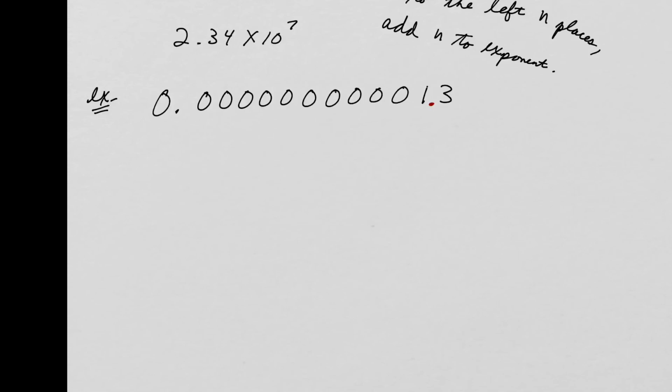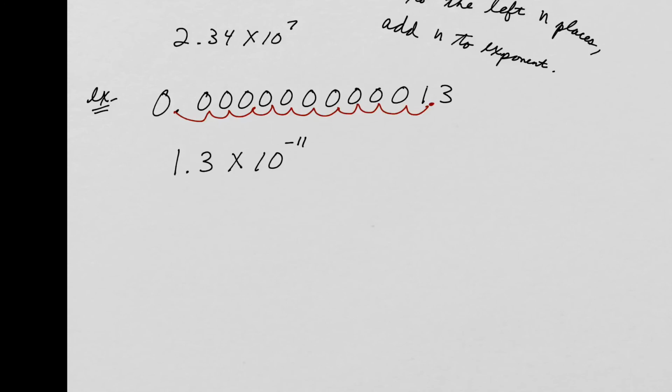So how do I get my decimal point from the original place to that position? Well, I'd have to move it 1, 2, 3, 4, 5, 6, 7, 8, 9, 10, 11 places. So then this is going to be 1.3 times 10. And you can guess what the exponent has to be, right? It's a very small number, so we know it's negative. And we moved it 11 places, so this has got to be negative 11.